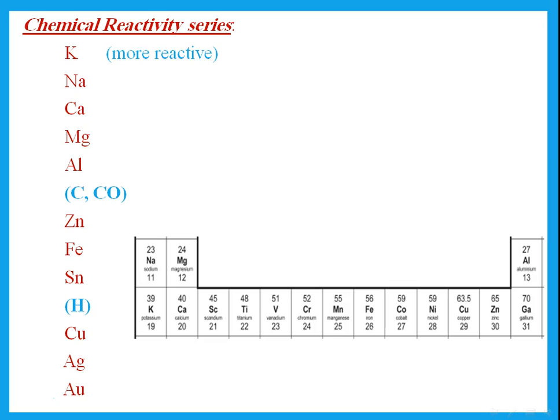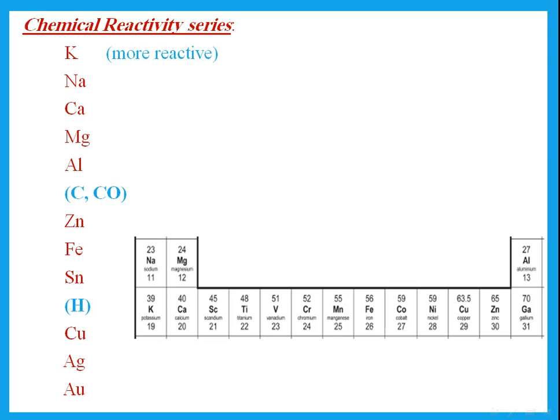Now, if we talk about the chemical properties of metals, we need to talk about chemical reactivity series. So the reactivity series is just an arrangement of metals showing which one is more reactive than which. But even without knowing or memorizing the chemical reactivity series, you can deduce this from the periodic table.